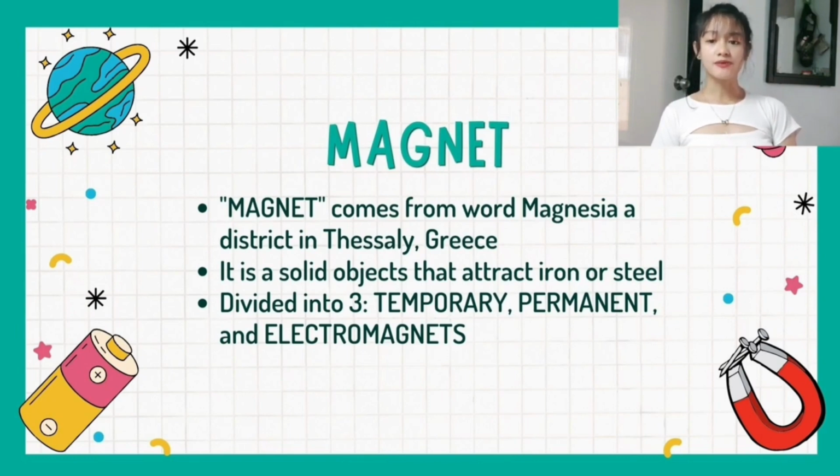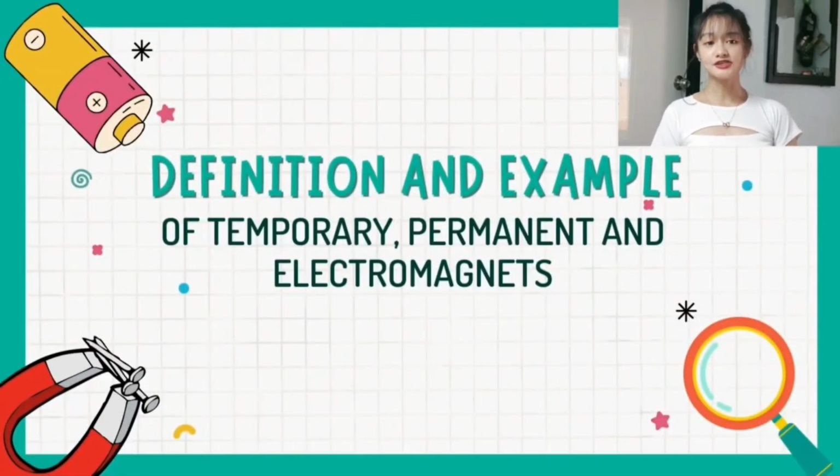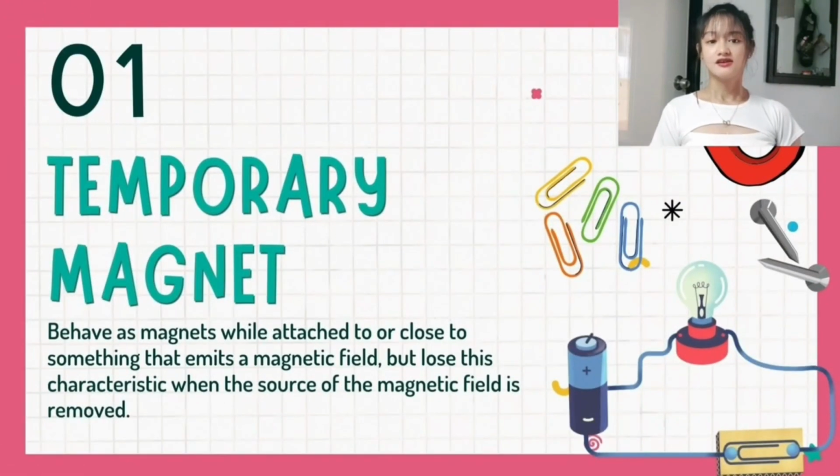Magnets do this by a phenomenon called magnetism, in which they generate the force that extends into a magnetic field. The three types of magnets, which are temporary, permanent, and electromagnets, can be produced in this manner. So now, let us proceed to our main topic, which is defining the temporary magnets, permanent magnets, and electromagnets and its examples. So our first one is temporary magnets.